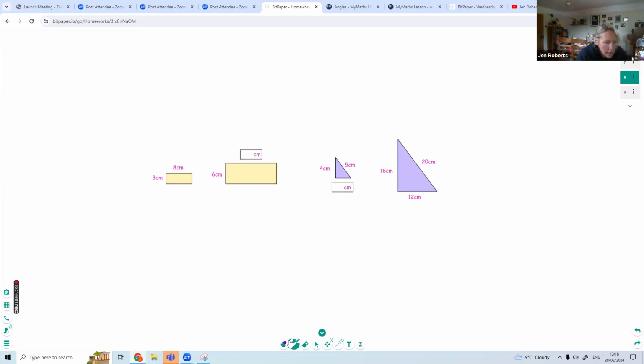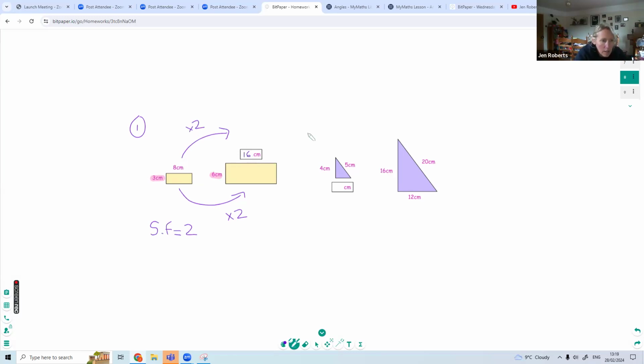What's our scale factor here? Well, we know the height of this rectangle is 3, the height of this one's 6. 6 divided by 3 is 2, so our scale factor is 2. So to get from the smaller rectangle to the bigger one, we're multiplying by 2. Since the width of your rectangle is 8, times that by 2 should be 16 here.